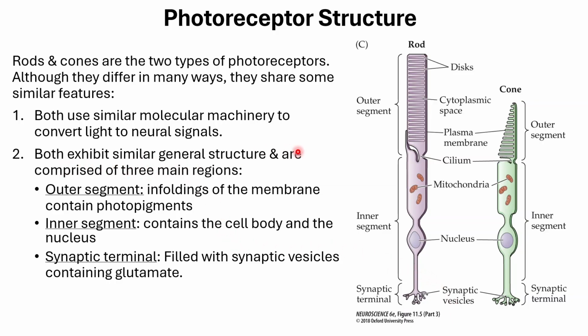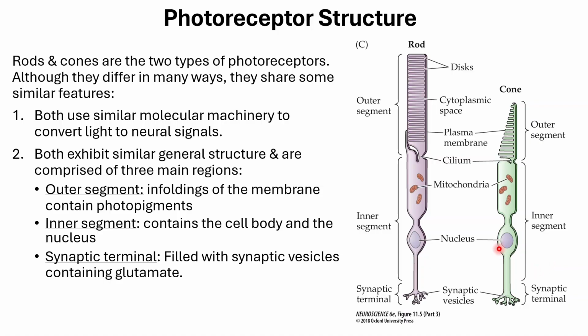They both use similar molecular machinery to convert light to neural signals. So it's very similar, at least the basic molecular machinery. And they both exhibit the same general structure in that they both have an outer segment like this, which has all of these discs. So if you were to look at them, they would look like a series of discs. They have an inner segment that contains the cell body, the nucleus, mitochondria. And then they have a synaptic terminal that's filled with synaptic vesicles containing glutamate.